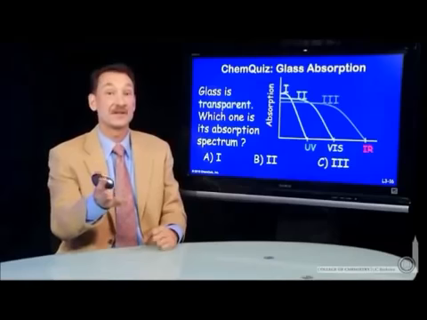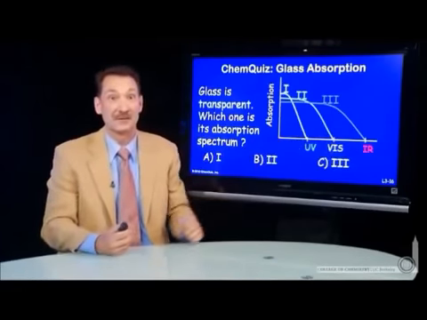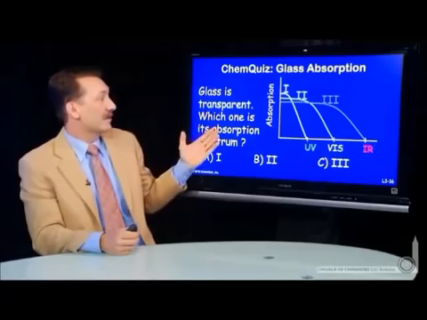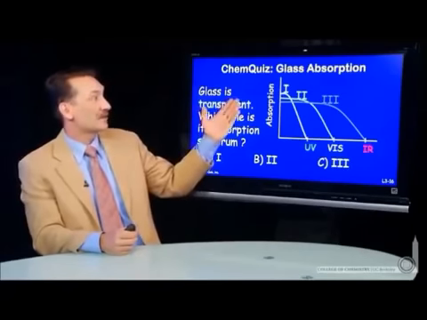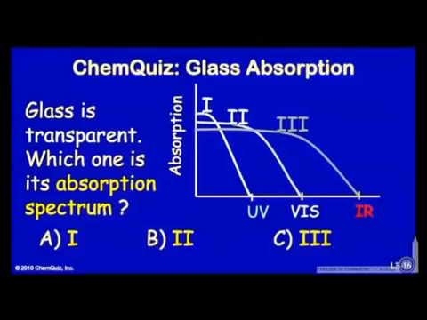We all know glass is transparent. So let's look at absorption over a broader range of the electromagnetic spectrum. Transparent glass should have an absorption spectrum that looks like either 1, 2, or 3. Think about that for a minute and make a selection.